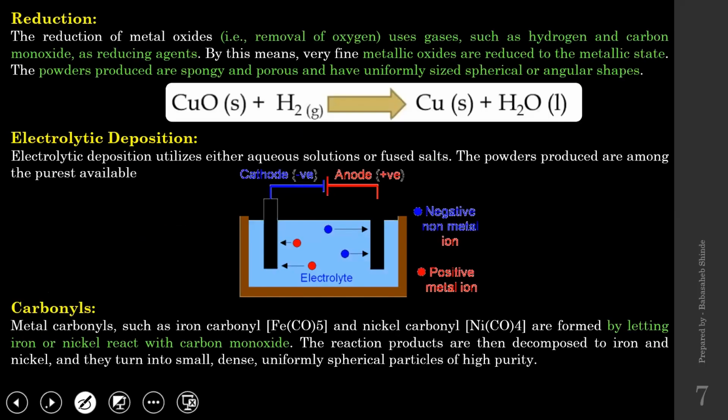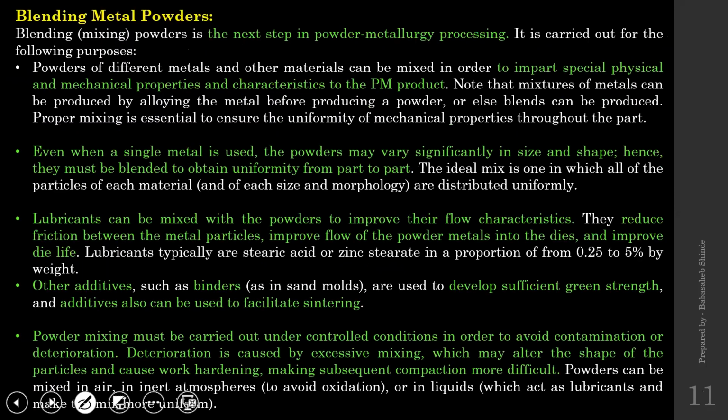So why do we need to go for blending? Blending is basically mixing of powder particles all together. Additionally, mixing of powder particles with some other elements like lubricants and some additives. Now, in some cases, even if these lubricants are not there, still this blending is required. Let's take an example.